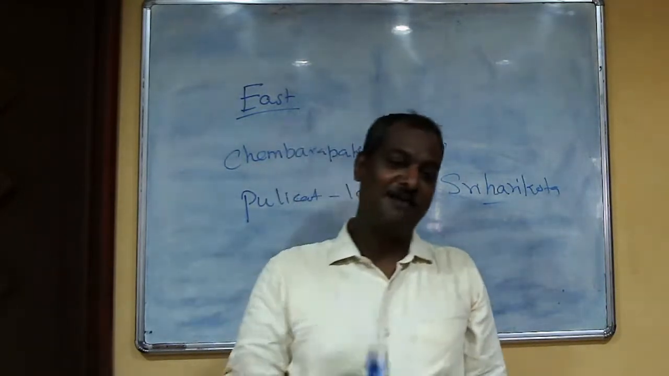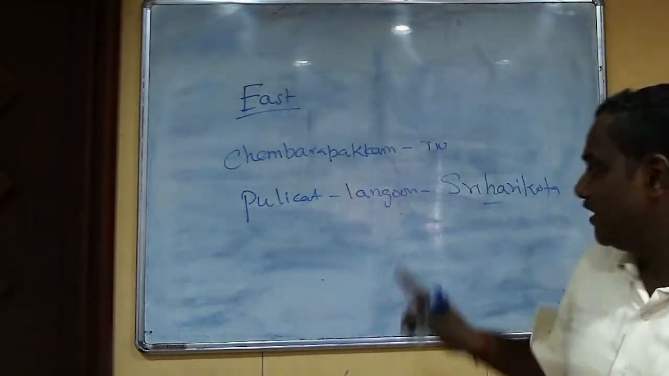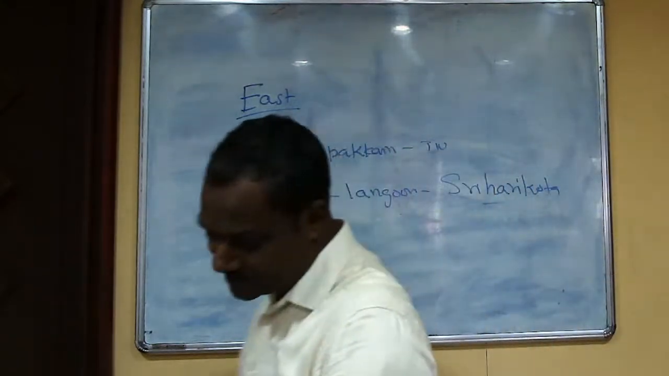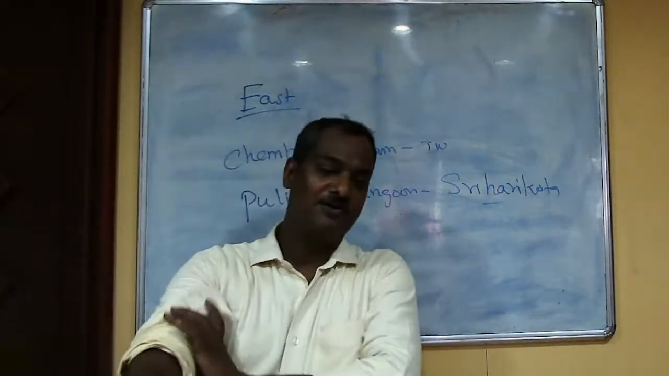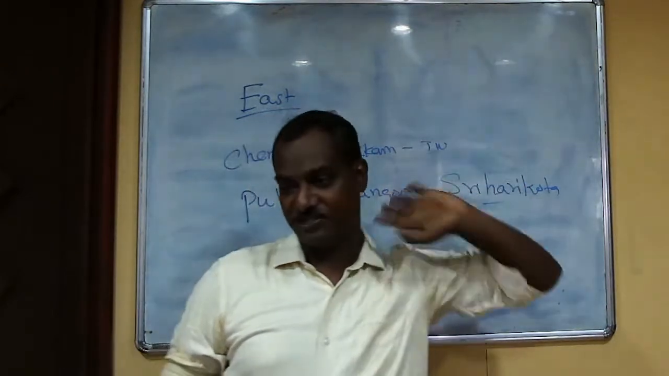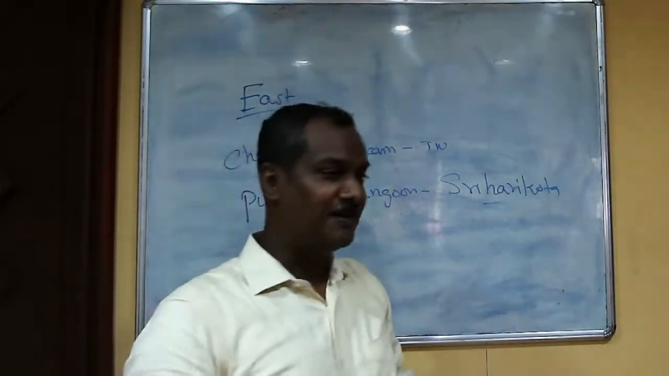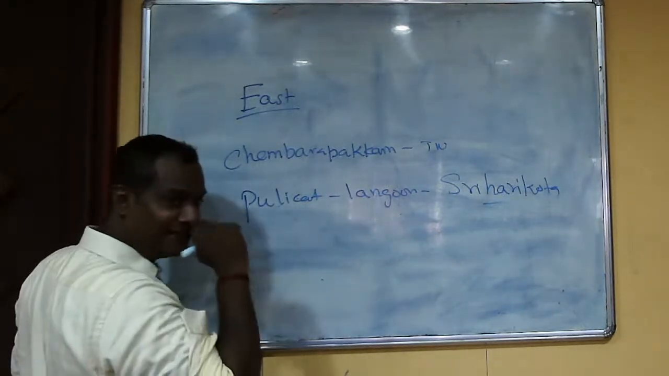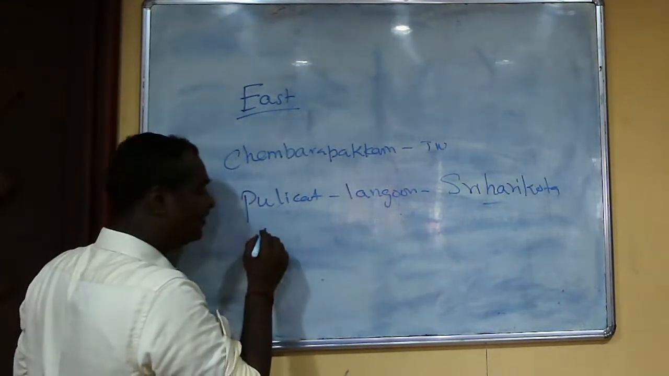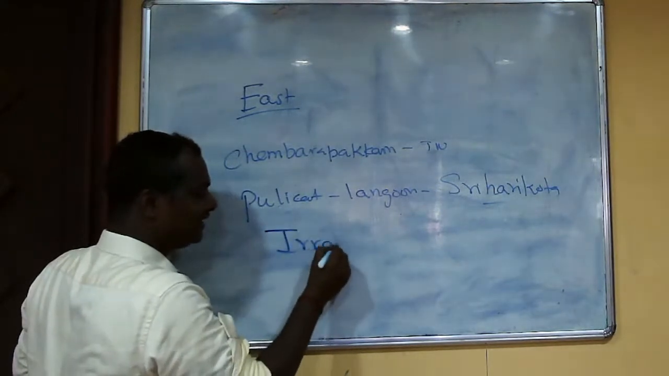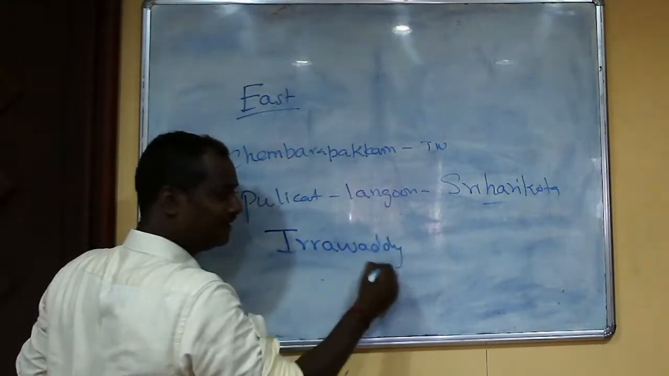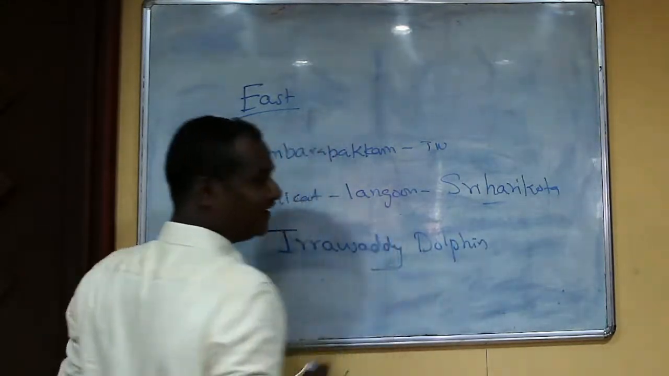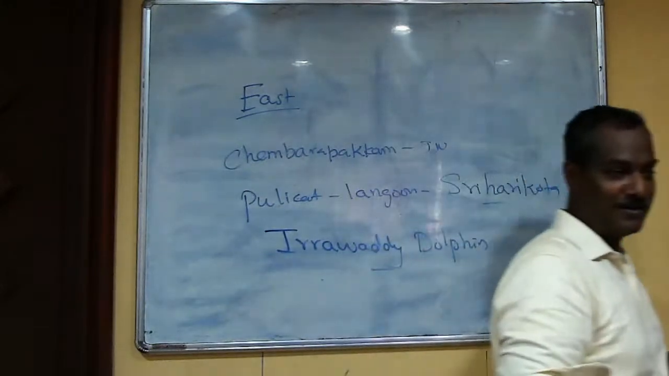In the exam I will give you a clue. Pulikkad Lake is a lagoon. In that lagoon we have Sriharikota island, which is the ISRO space station. Now one lagoon we have seen, but in that, what else is available? Irrawaddy dolphin. Where is it available? Irrawaddy dolphin is available in one lagoon. Which lagoon?